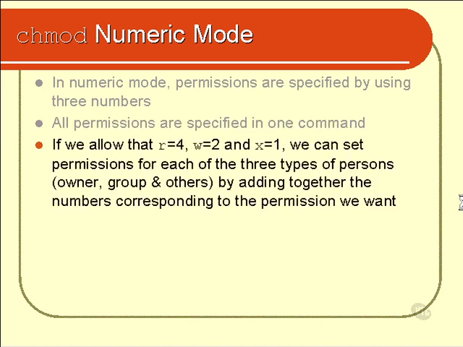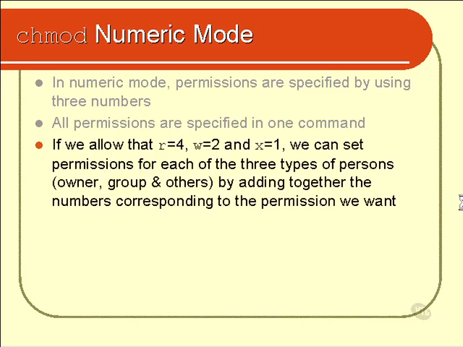Well, you have to remember, and this is the only thing that you have to keep in mind, that r is equal to 4, w is equal to 2, and x is equal to 1. Why are they equal to those things? Well, you don't need to worry about that. You just need to remember it.